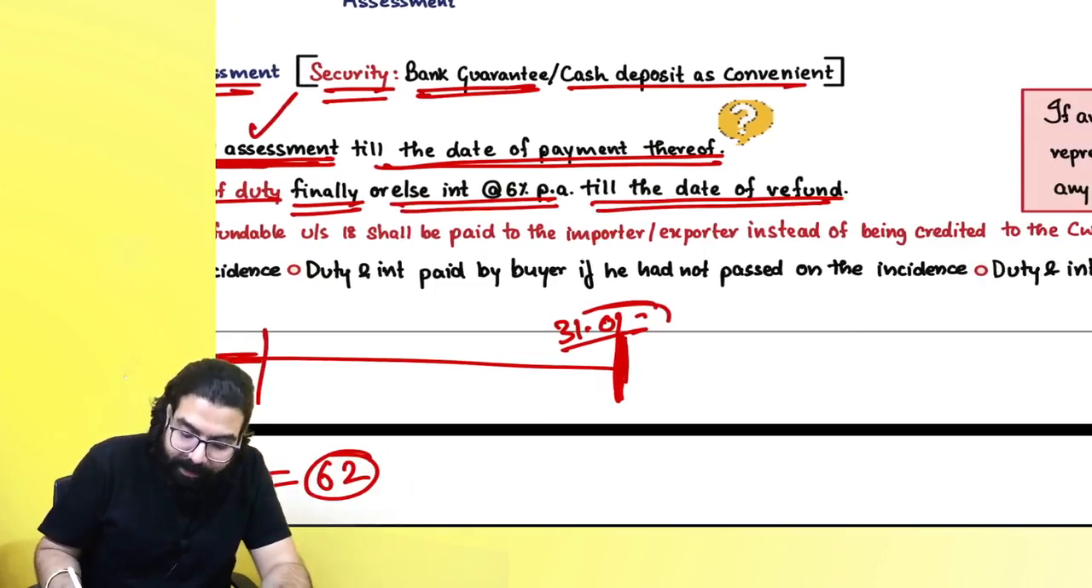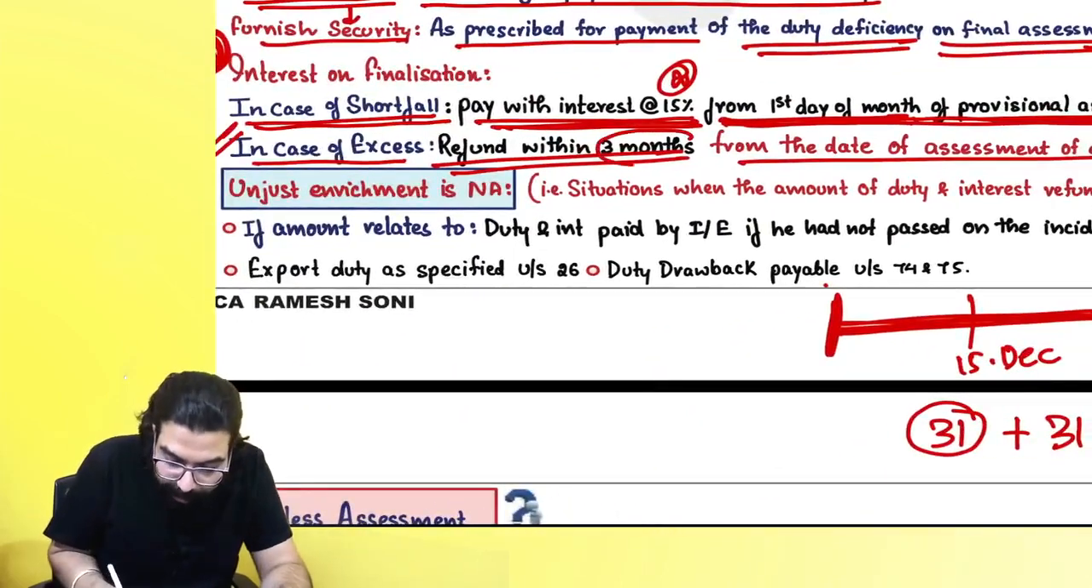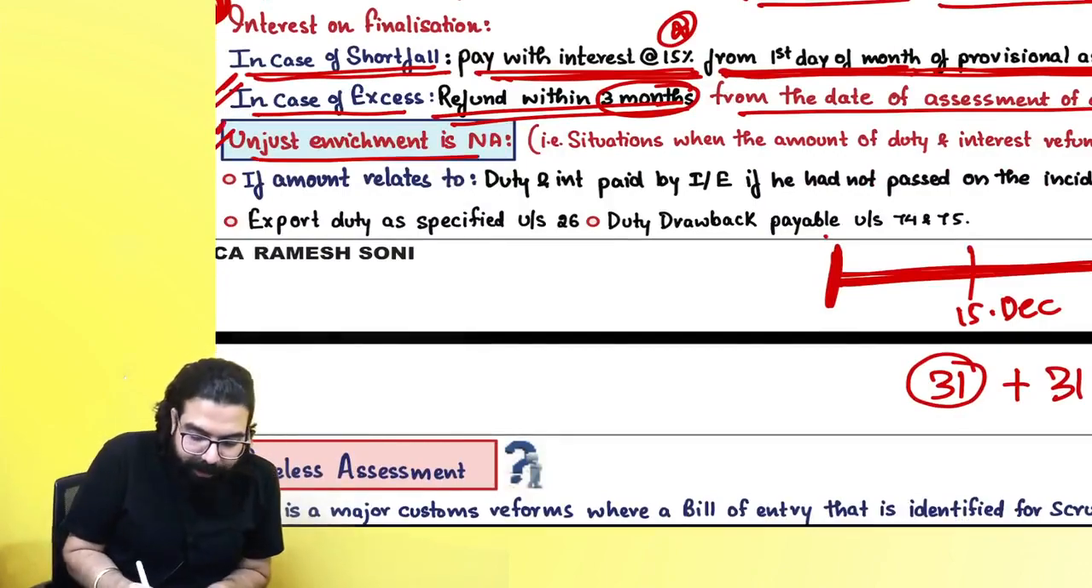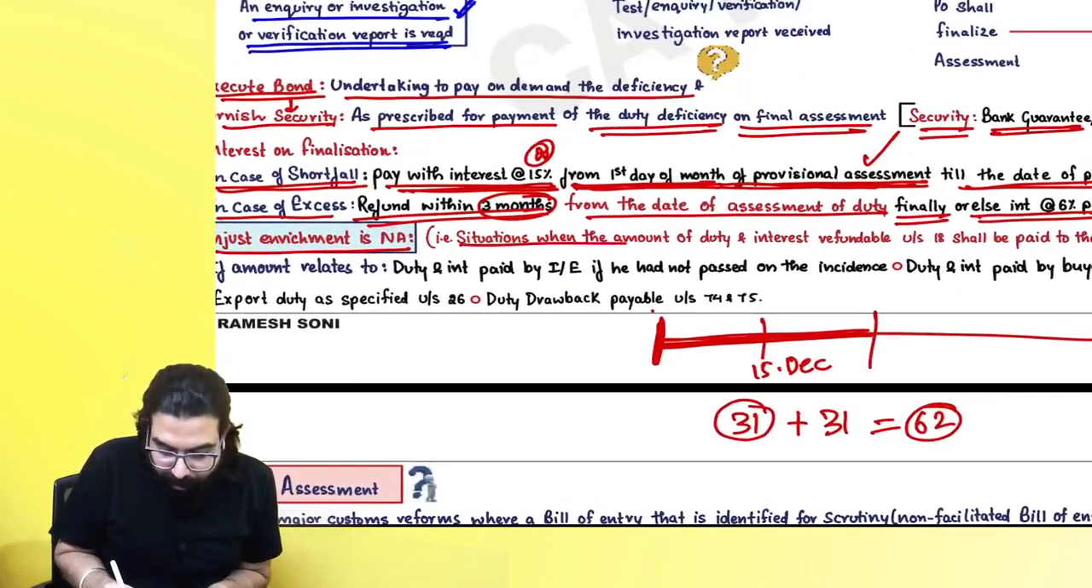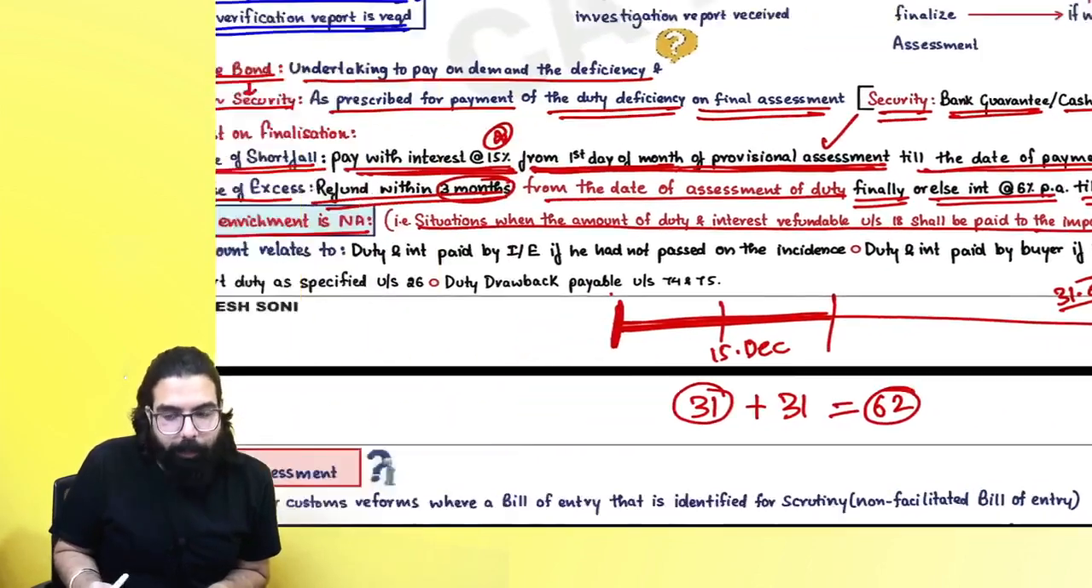Always remember, in the case of GST refund it is 60 days, and here they have gone ahead and told that if in 3 months we don't pay, then we will pay you interest. The last one over here is unjust enrichment is not applicable. Means these are the situations when the amount will not be put in the consumer welfare fund and the amount will be given to the importer or exporter.